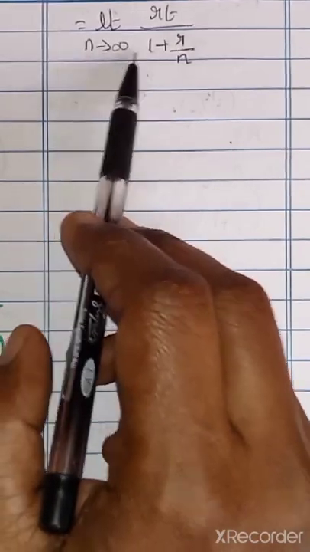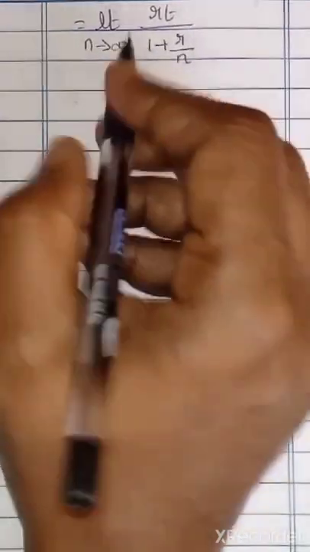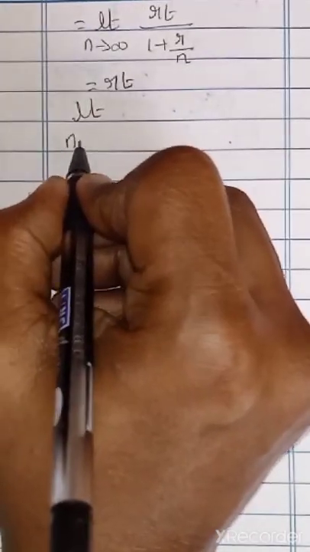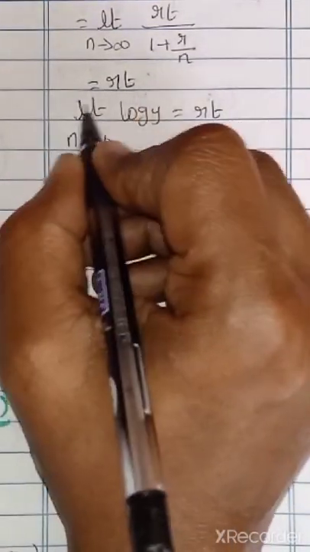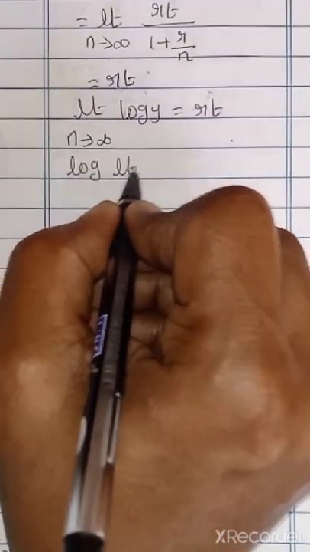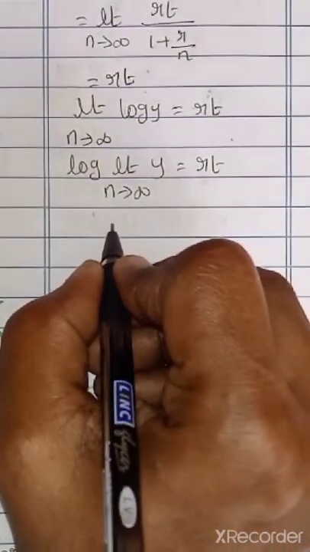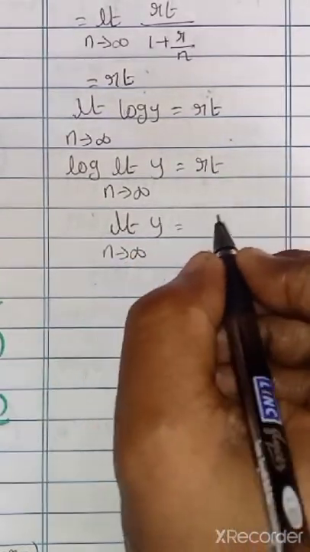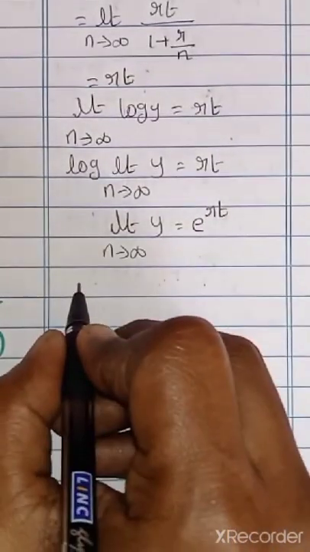Now we can substitute n equal to infinity here. So on substituting, 1 by infinity is 0. So below only 1 will remain. Therefore it is equal to rt. Okay. Now what we got, your left hand side is limit n tends to infinity log y equal to rt. Taking the log outside, log limit n tends to infinity y equal to rt. Removing the log, limit n tends to infinity y equal to e power rt. E power rt. Correct? Now, what is given here?